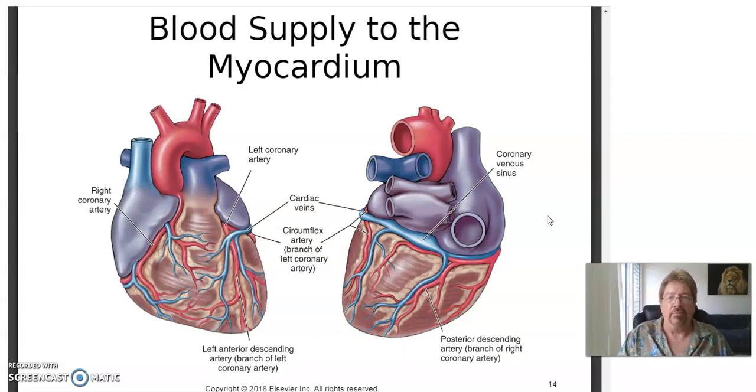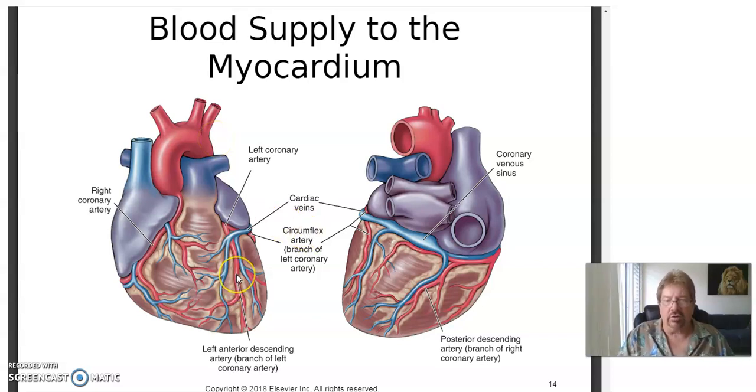Okay, the myocardium is a unique muscle in the body. It beats all by itself, but it has to have lots of blood and oxygen. These coronary arteries are what feed the heart muscle. Right coronary artery, see? Left coronary artery. And then there are also coronary veins. The arteries branch off the aorta.